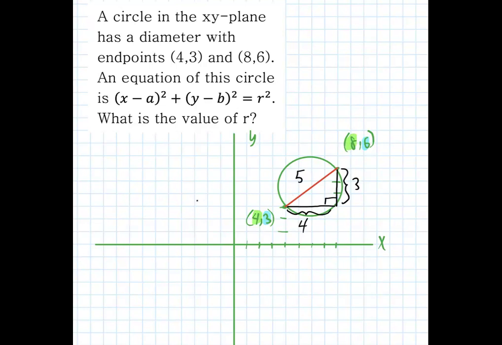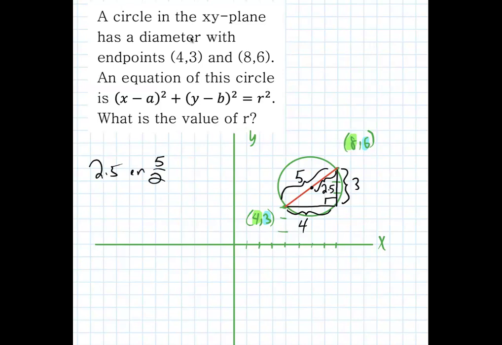If not, you could have done Pythagorean: 3 squared plus 4 squared equals 5 squared. But for a 3, 4, 5, or even a 5, 12, 13 triangle, you shouldn't have to do that. You should know those Pythagorean triples, that those are numbers that just go together. Now, if the length of the diameter is 5, then the radius is going to be half of that. That's going to be half of 5, which is 2.5. So 2.5, which as a fraction would be 5/2.